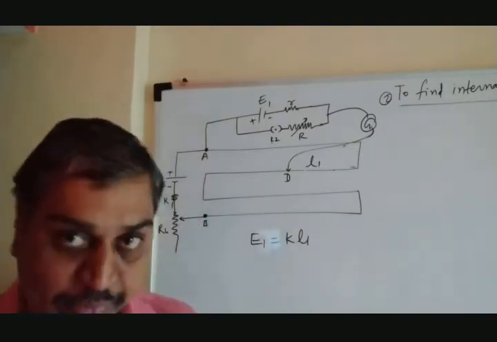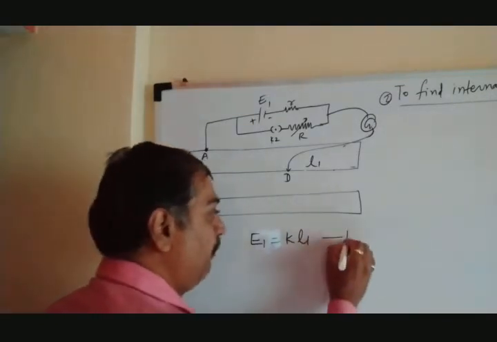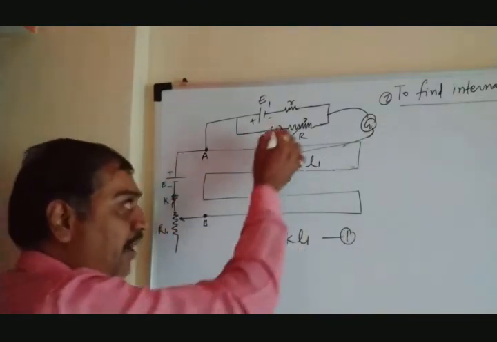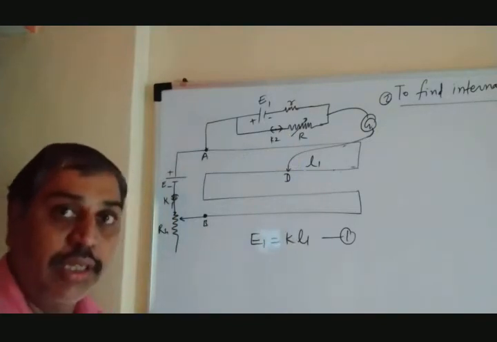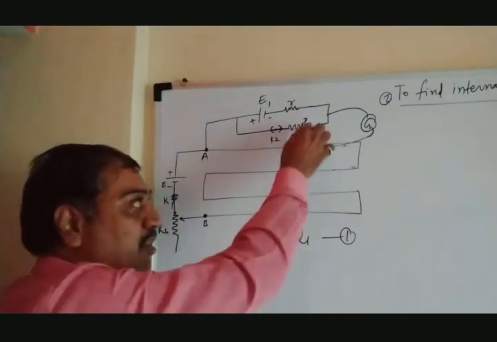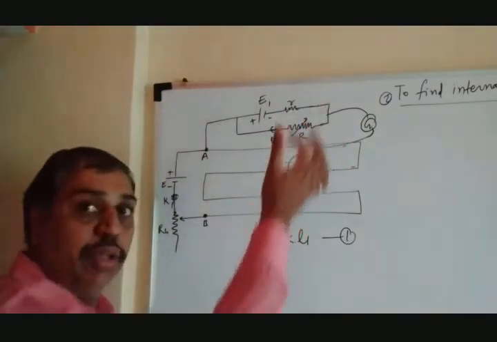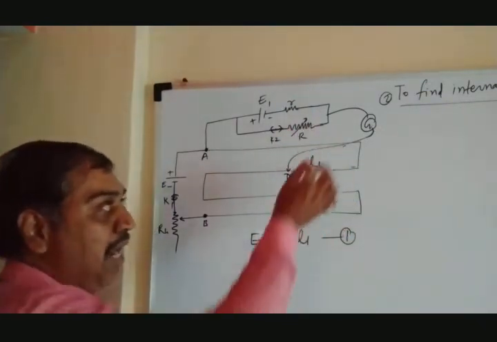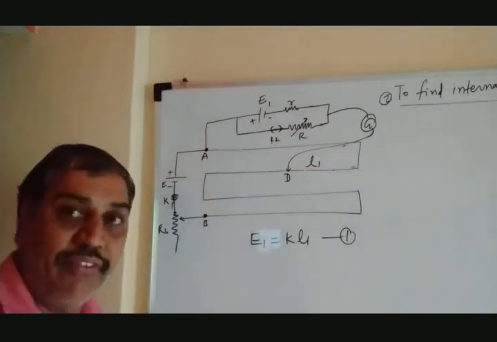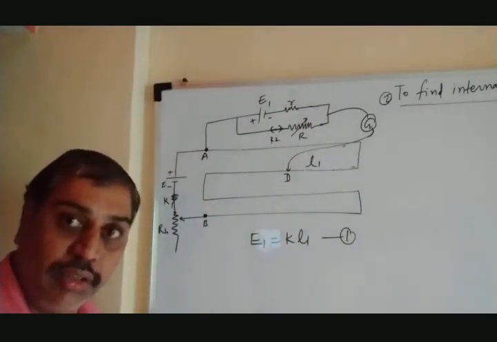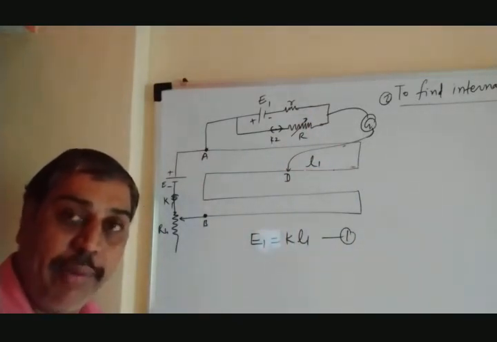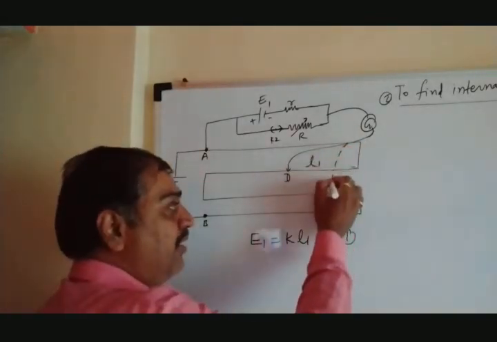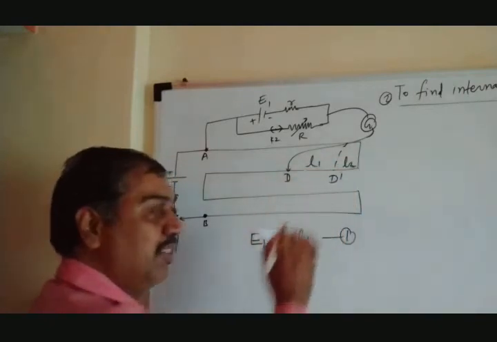Suppose this is equation 1. Now what will occur next? Close the key K2 also. Close K1 and K2 at a time. Take some known resistance from the resistance box, and touch the jockey at different points and find the point where the deflection of the galvanometer must be 0. Suppose that point is somewhere here. It is D dash. The length is suppose L2.